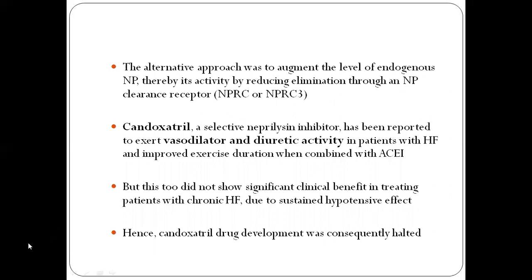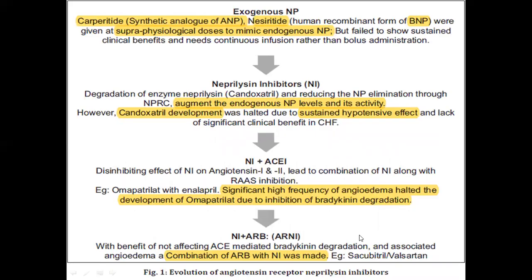The alternative approach was to increase the level of endogenous natriuretic peptides. The drug which came up for this was candoxatril, a selective neprilysin inhibitor, which was also found to have vasodilator and diuretic activity. But what they found is, there was significant hypotension with this, and thus its production was also halted later on. So initially there were exogenous natriuretic peptides like nesiritide and carperitide. Then neprilysin inhibitors, candoxatril, came up. Then they tried neprilysin inhibitor plus ACE inhibitors, but it caused angioedema, as we have already discussed, because of increased bradykinin. And later on, ARNI came into the picture.